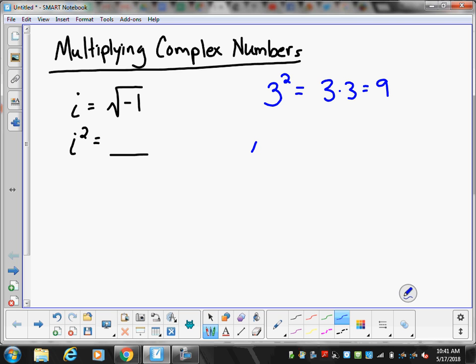Okay, so what happens if I do that instead? Well, this becomes the square root of 9, which is 3. Okay, what happens if I do it this way instead?